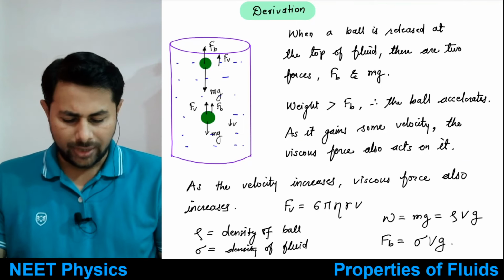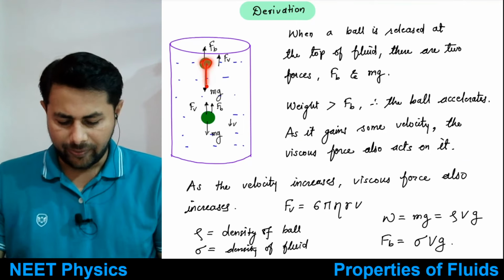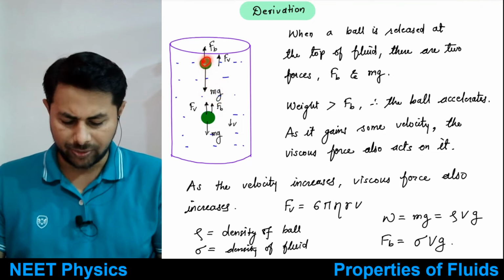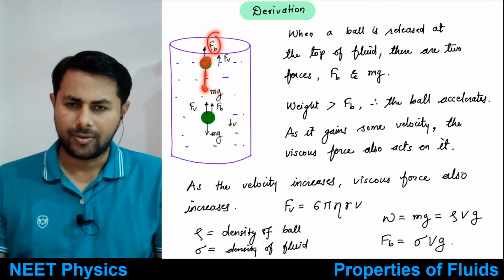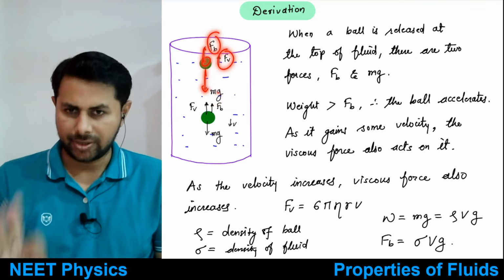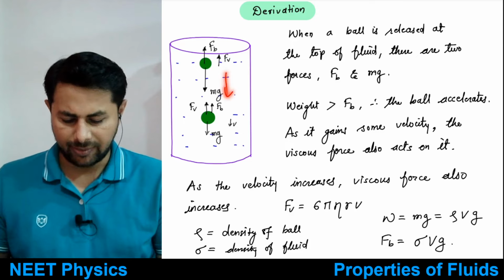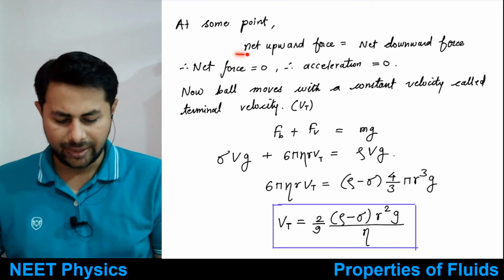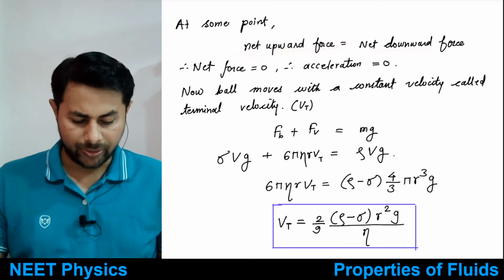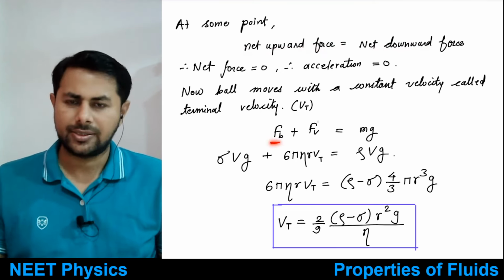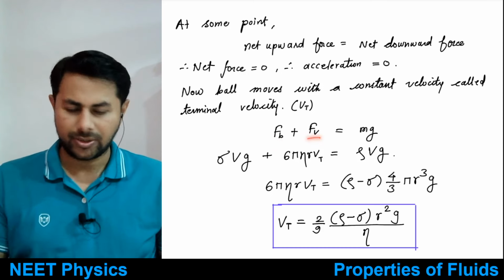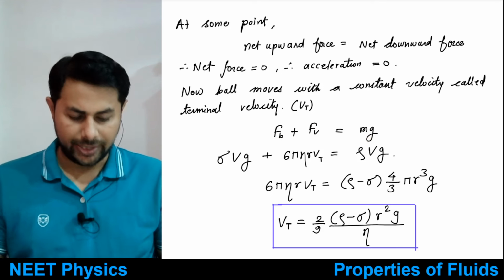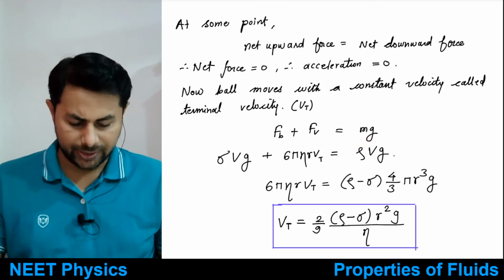So as we discussed at the beginning, what will happen? The gravitational force would be more, that means the weight of the object would be more compared to the buoyant force and the viscous force. So it has some acceleration. There comes a point where the net upward force becomes equal to the net downward force. The net upward force is buoyant force plus viscous force, and it is equal to mg, the net downward force.